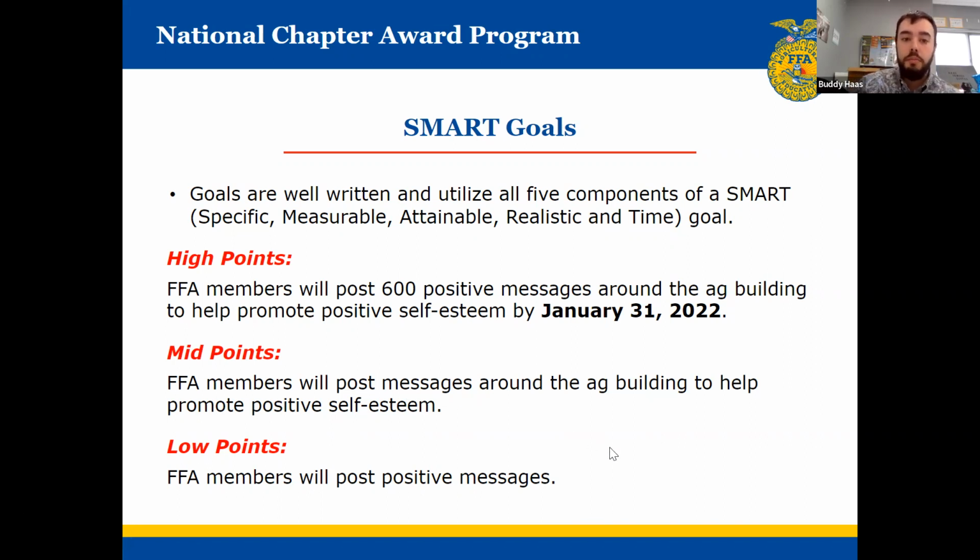Where again, if you look at the midpoint range: FFA members will post messages around the Ag building to help promote positive self-esteem. So we know kind of what they're doing, but we don't really see what they're measuring. We don't really see a timeline, but we just know more of a who and a where and kind of what they're doing. But we don't see a measurable or a timely activity.